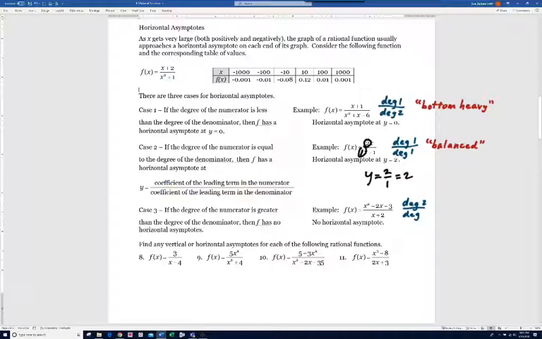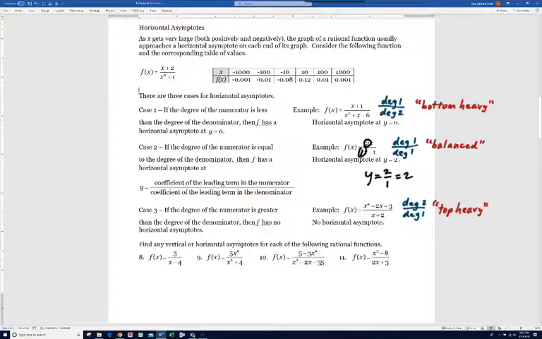Now in case 3, it says if the degree of the numerator is greater than the degree of the denominator, then f has no horizontal asymptotes. So this is like the opposite of case 1. The numerator has the bigger degree. So notice in my example here, f of x equals x squared minus 2x minus 3 over x plus 2. The degree in the numerator is 2. The degree in the denominator is 1. And so this one is what I call top-heavy, and this is the case where we have no horizontal asymptote.